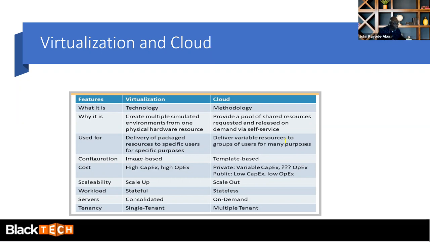So you can see the connection between all my explanations. Virtualization is used for delivery of packaged resources to a specific user for a specific purpose, but cloud delivers variable resources to a group of users. If virtualization is like this, then what cloud does is to take it further and make it more granular. If a particular user doesn't need a whole virtual machine, cloud computing will allow you to share. We provide a virtual machine that is shared by maybe 10 users that need a small chunk, and everybody will still do their business and be fine. Configuration is image based; on the cloud it is template based.